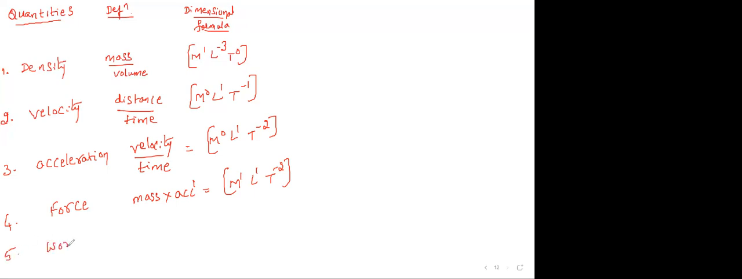What is work? The other name for work is energy. And also we can write it for torque, or you can also say couple. All these quantities are same. Work is nothing but the force into distance. What is force? M1 L1 T minus 2. Distance means into L, so it becomes L power 2. So what's the dimensional formula for work or energy or torque or a couple? M1 L2 T minus 2.